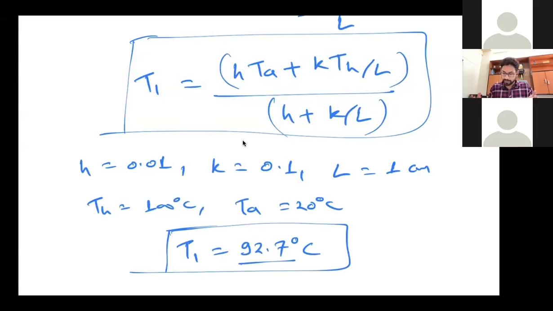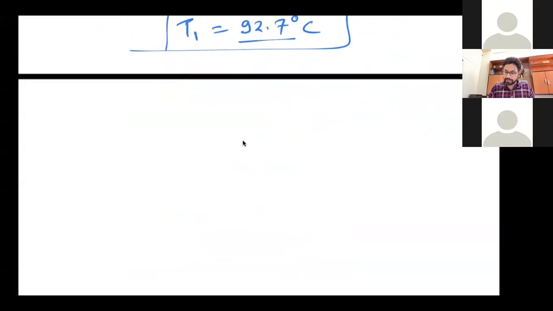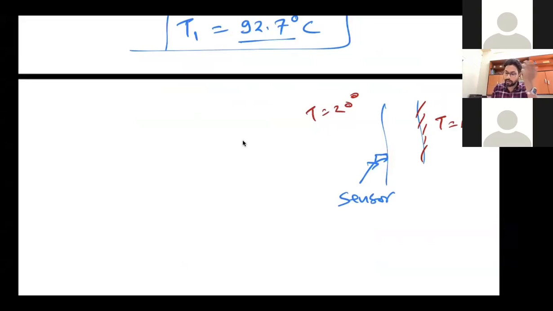Okay, so this is a long time temperature, but before we reach 92.7 degrees Celsius at T1, we need to do the transient calculation. So this is one thing we will discuss maybe in the end, and this is the error that your temperature sensor will show. We remember we were trying to design a temperature sensor here, right? We said that this becomes T equal to 100 all of a sudden, where this side temperature is 20 degrees, and after how long will this sensor be able to sense this temperature of 100?